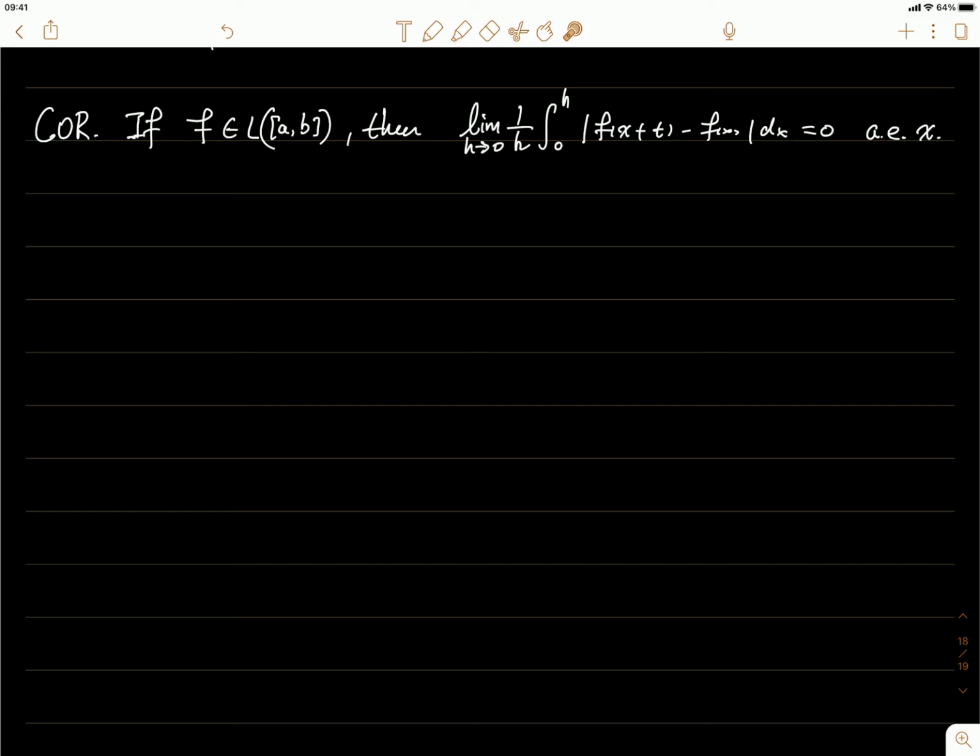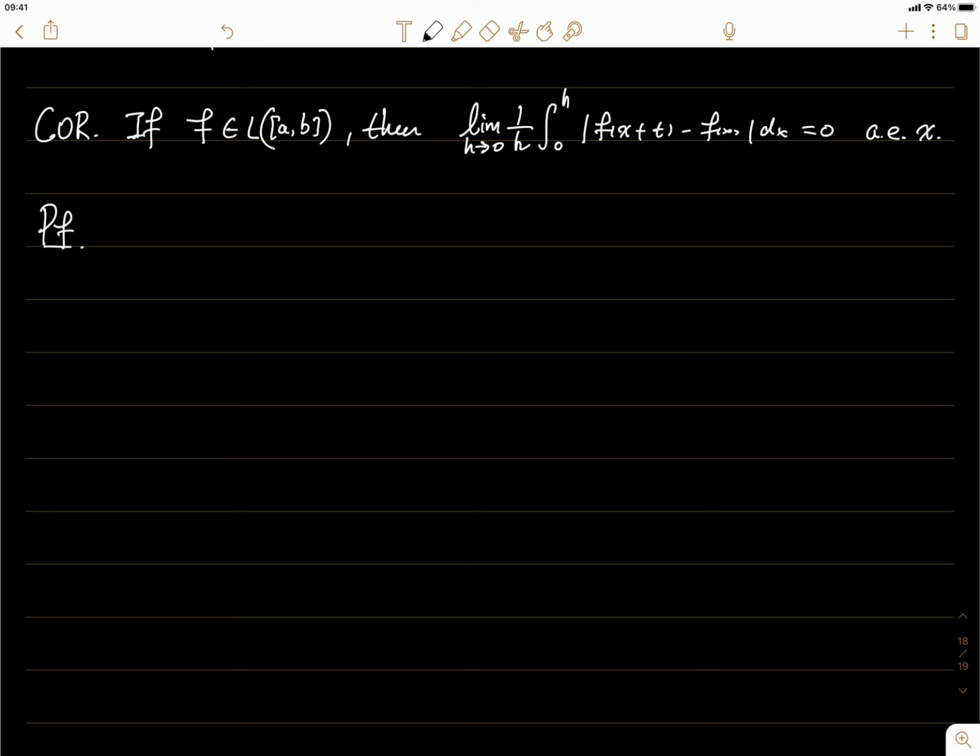So for almost every x, fixed x, we take this kind of average of this integrand over the interval 0 to h, and the limit is going to be 0 as h goes to 0. Okay, so the proof is pretty simple. Before we prove this, let's show the connection between this one and the previous theorem.